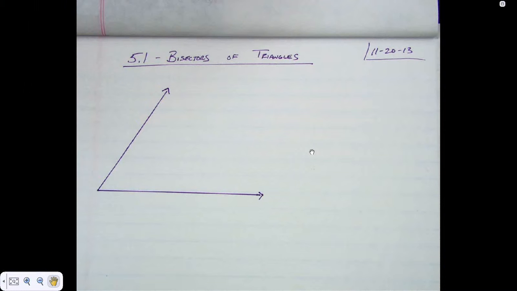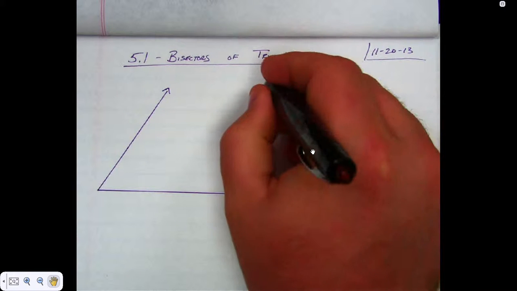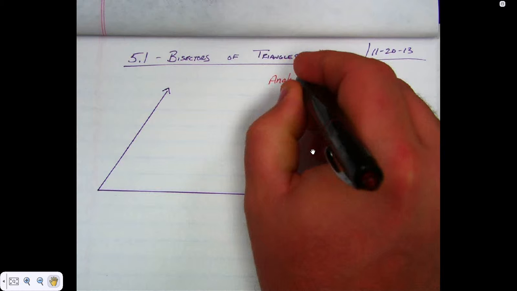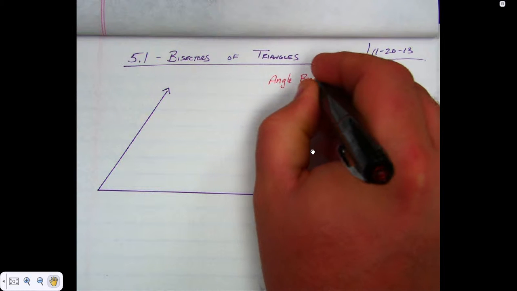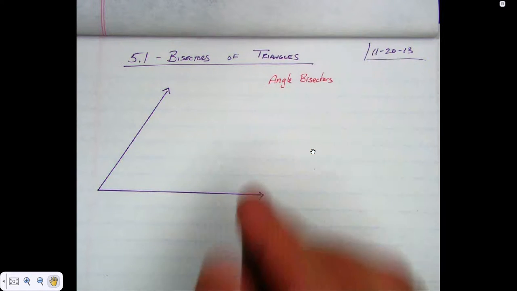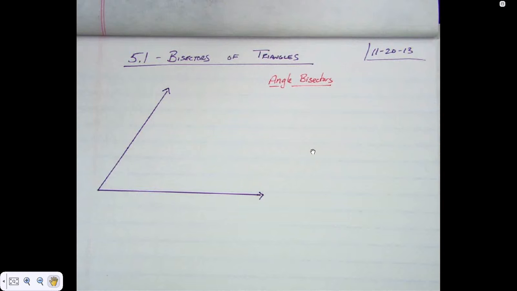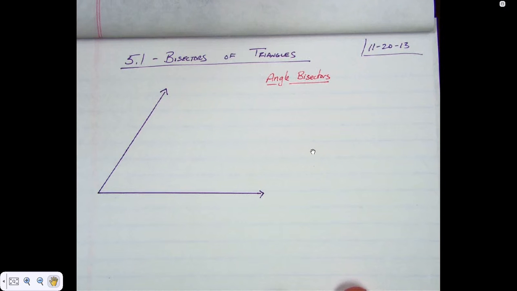Bisectors of triangles. We're going to talk about different types of bisectors. I'm going to actually talk about a different bisector first than the book is going to talk about. I want to talk about some properties of angle bisectors. Okay? An angle bisector is a ray or something that cuts an angle in half.